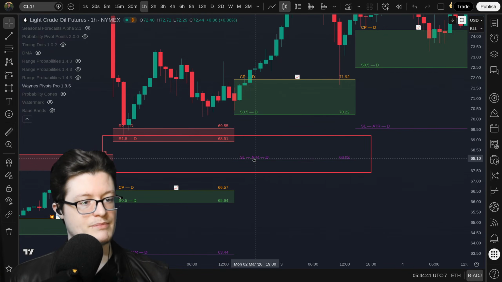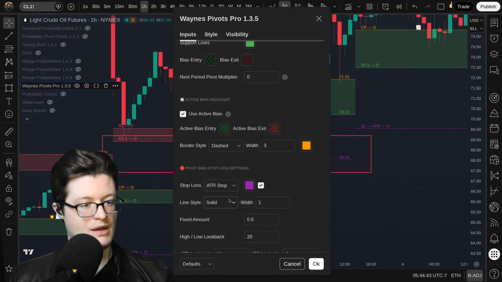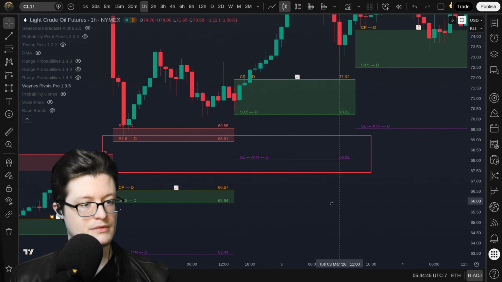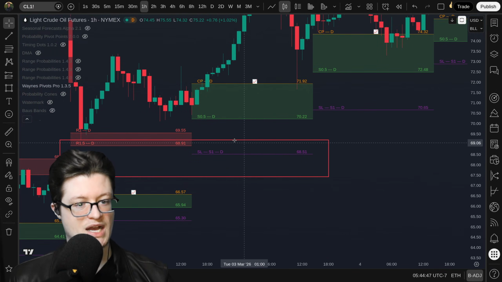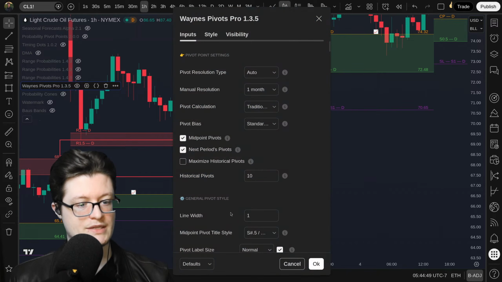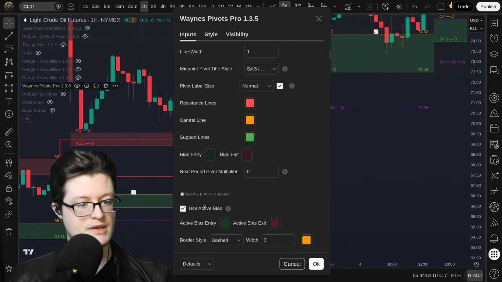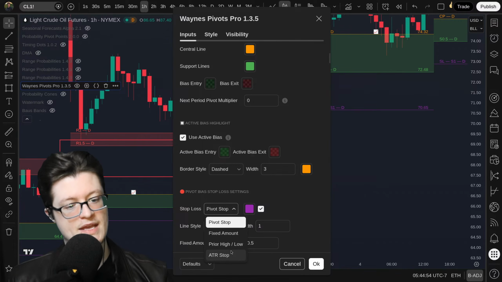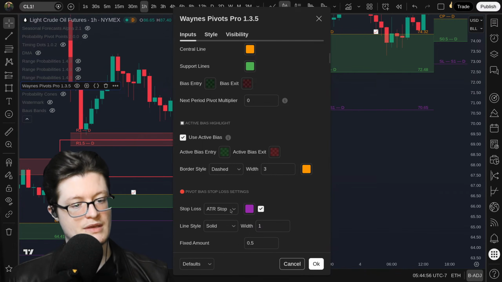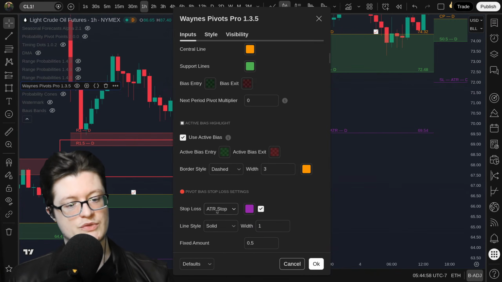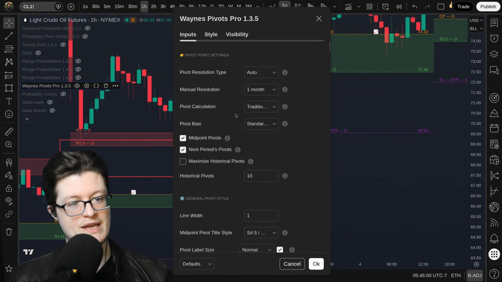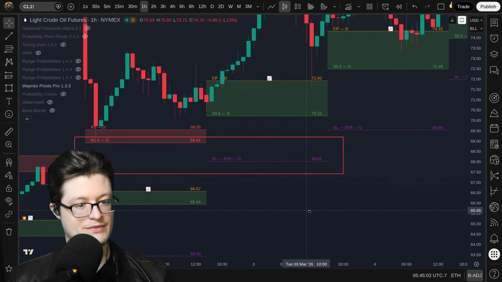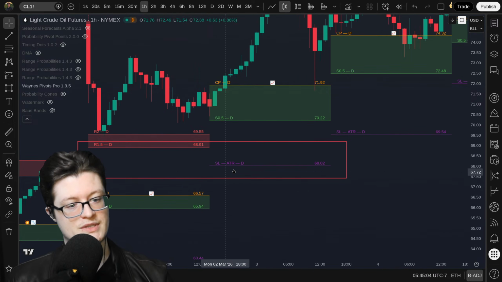And you can see, compared to the pivot stop, right? The pivot stop is a bit higher, and the ATR stop is a bit lower. And in the new indicator, the stop loss setting to switch between the different stops is going to be right here at the very top. So then you don't have to do all that extra scrolling. So you can see this one's a bit lower.